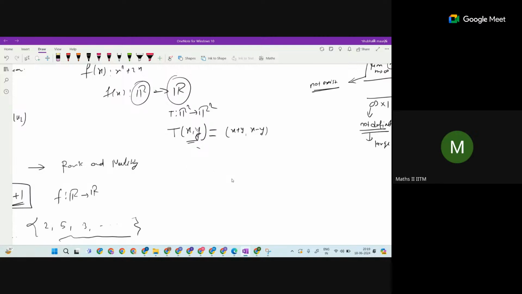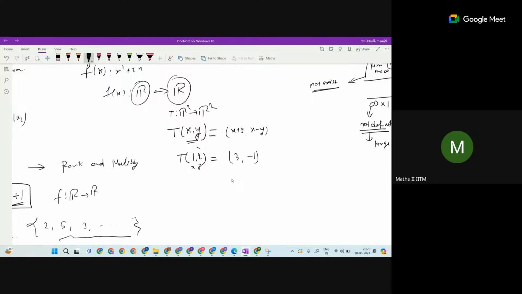Now I'm just giving the input. Let's say I'm giving a vector (1, 2). Generally in place of double brackets, I'm just keeping one single bracket. So T of (1, 2), this is the x coordinate, this is the y coordinate. This is going to be 3 and this is going to be -1.